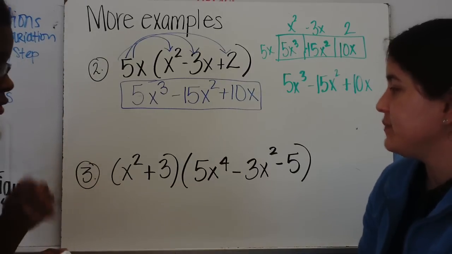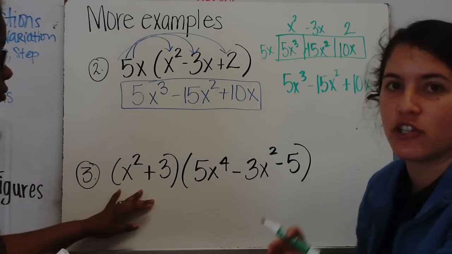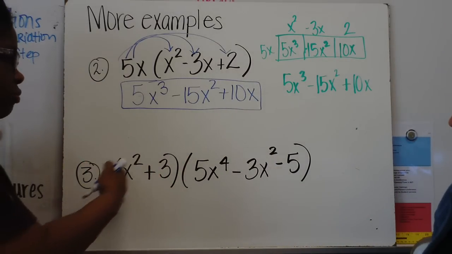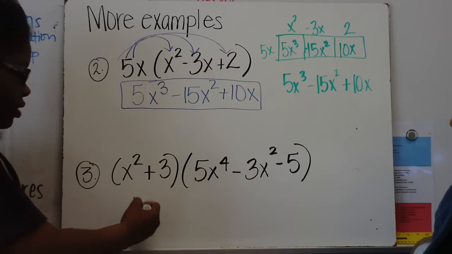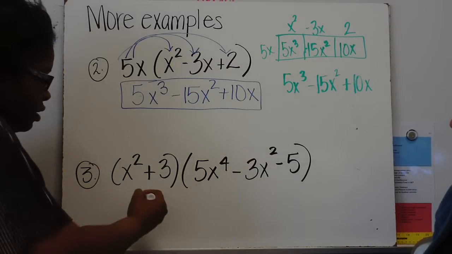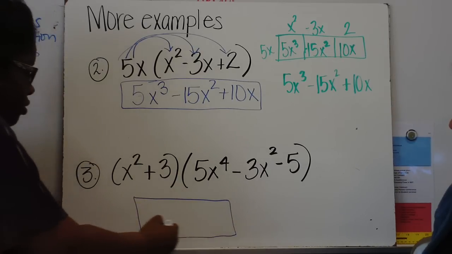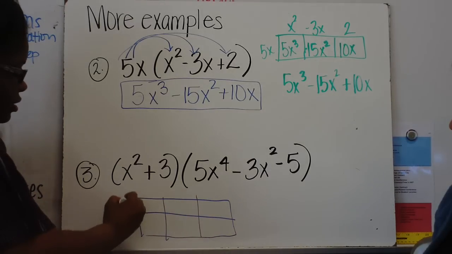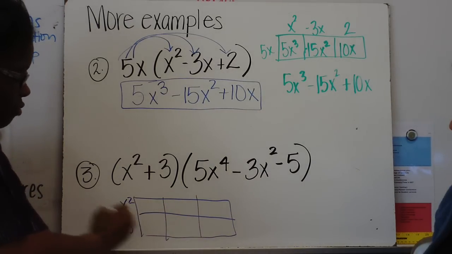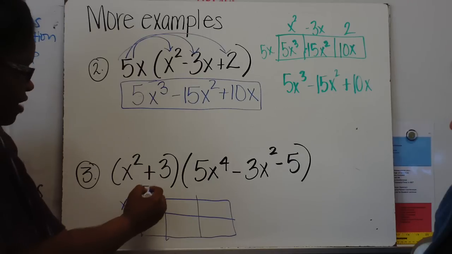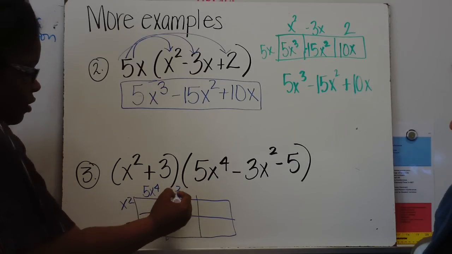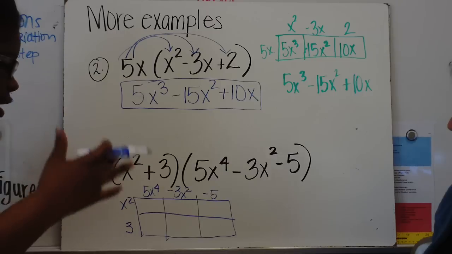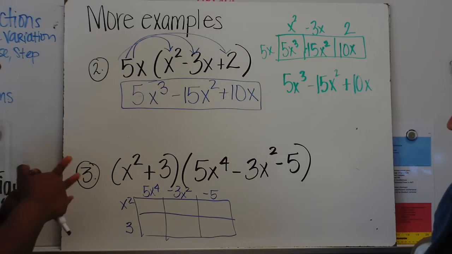Alright, so we're going to do number 3. Ms. Barnes is going to show you the box method, and I'll show you the distributive. Okay. So you're going to base the number of boxes you need based off of how many terms you have in each. So up and down, I need 2, and across I need 3. So this box is actually going to be a little bit longer. And you're going to have x squared and positive 3. Over here you have 5x to the 4th, negative 3x squared, and then negative 5. You're just putting each term as a title of a column or a row. And then we're just going to multiply.